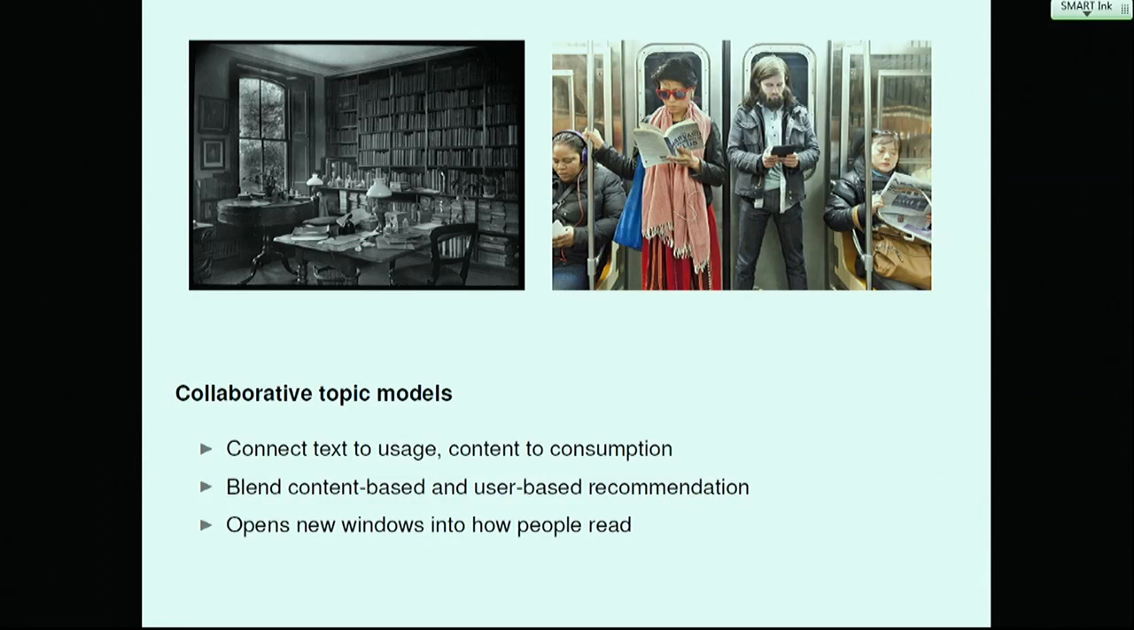Okay, good. So that's collaborative topic models. We connect text to usage. It blends content-based recommendation with user-based recommendation, and it opens windows into characterizing how people read.